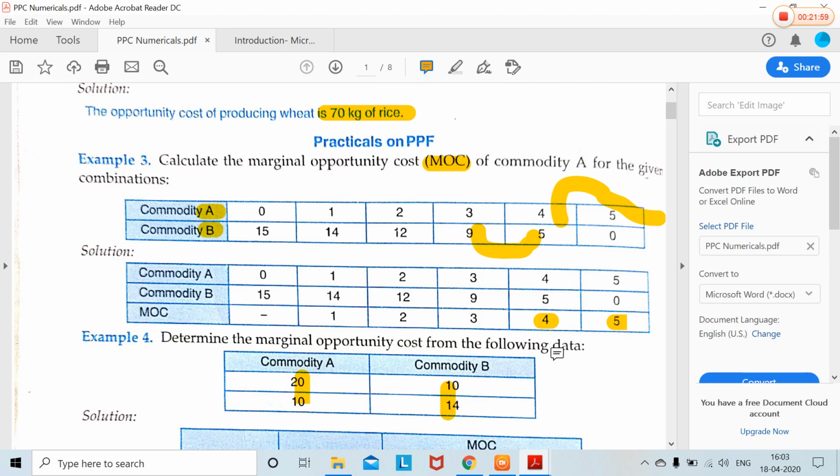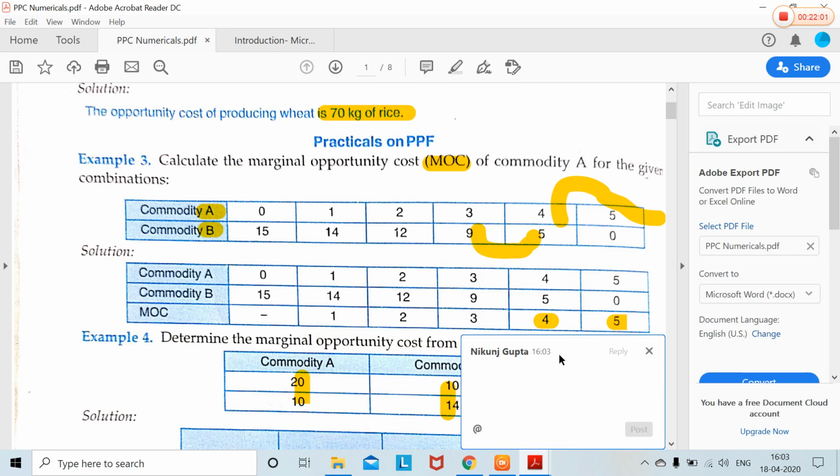Actually 10 units are lost for 4 units. We are losing 10 units for the gain of 4 units. So what you see here, what is the loss per unit gain? 10 units are lost when the economy is gaining 4 units, right?